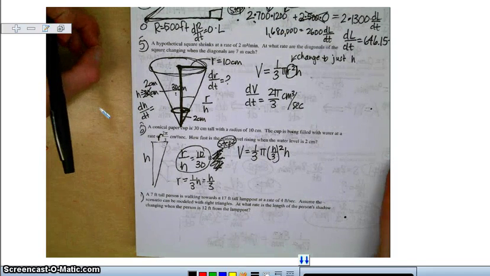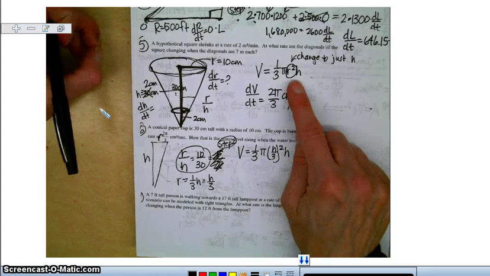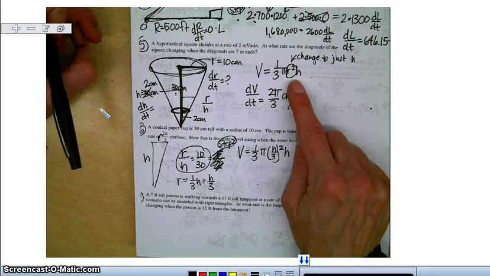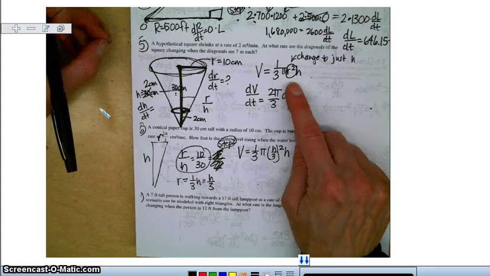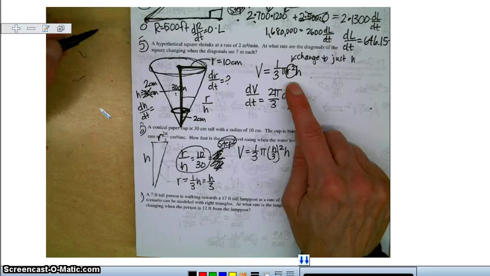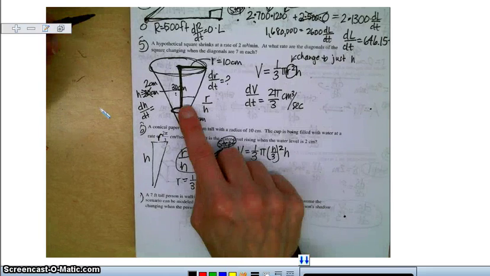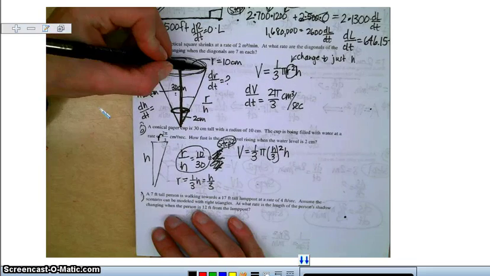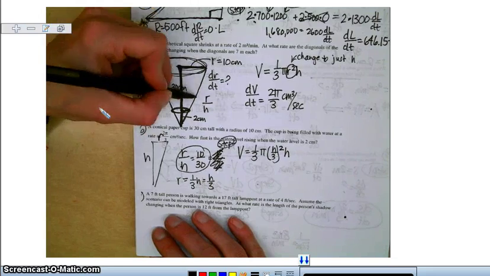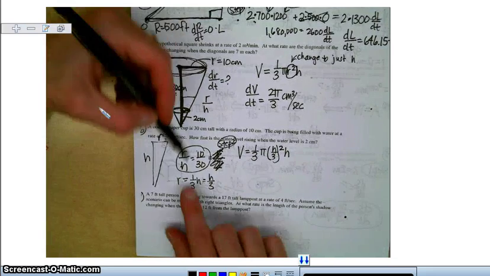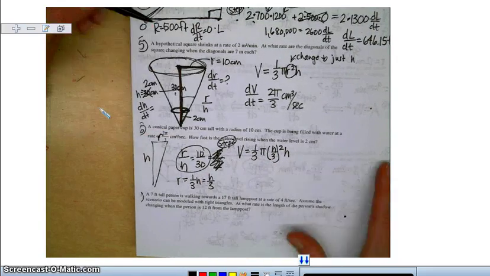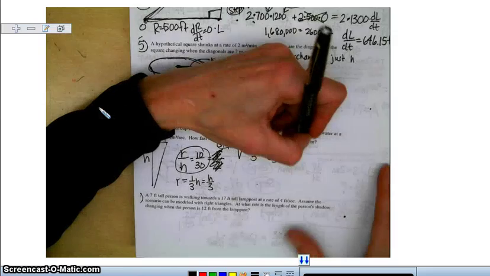Now, why are we doing all this? Because I have too many variables in my original problem. If I take the derivative of this right now, I'll have dr over dt and dh over dt, which I didn't know. So we're using the fact that similar triangles allow us to write the radius in terms of height and substitute it in. Now let's simplify this volume formula.